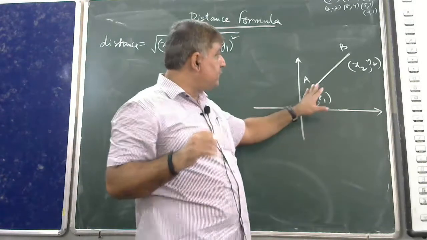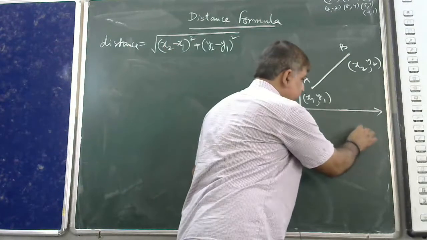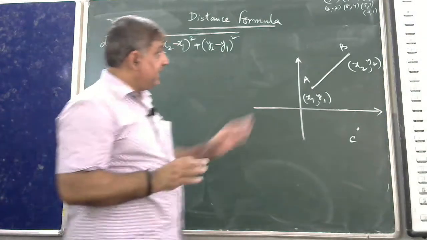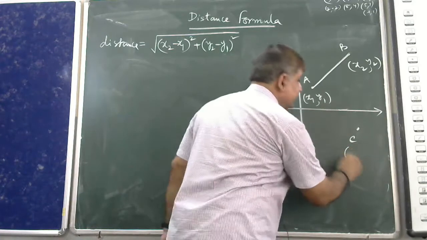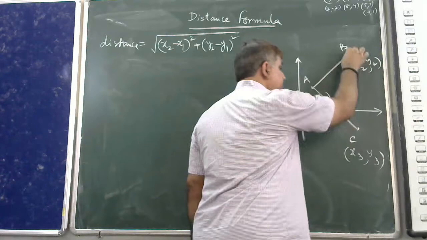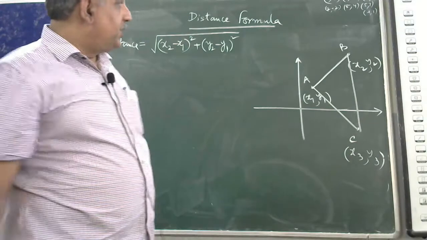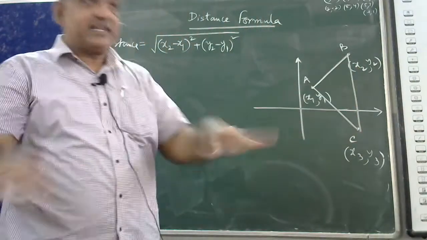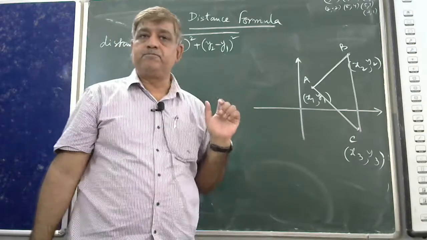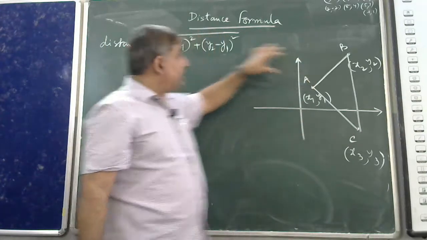Suppose we have two points A and B, and one more point C, say (x3, y3). Now, if we join these three points, what will we get? We will get a triangle. For this triangle, if it is asked to calculate the lengths of its sides, how to calculate? The problem is solved by this formula.